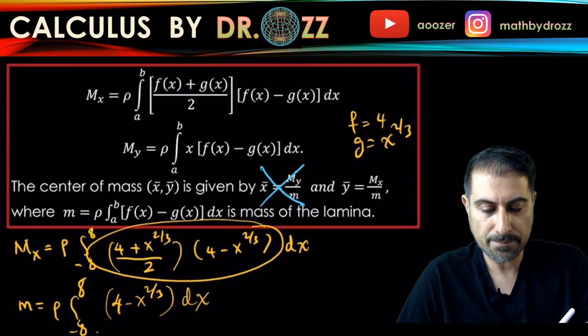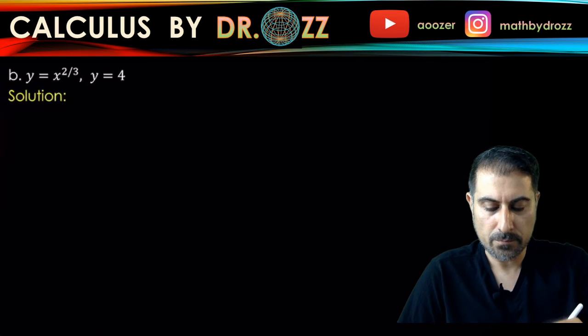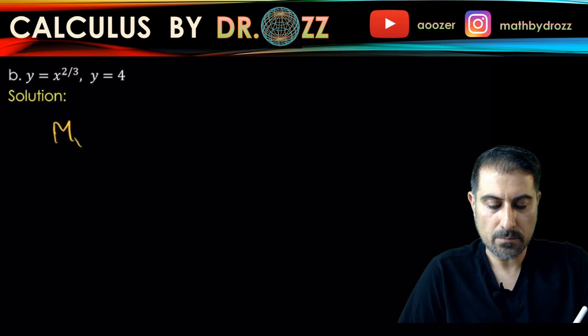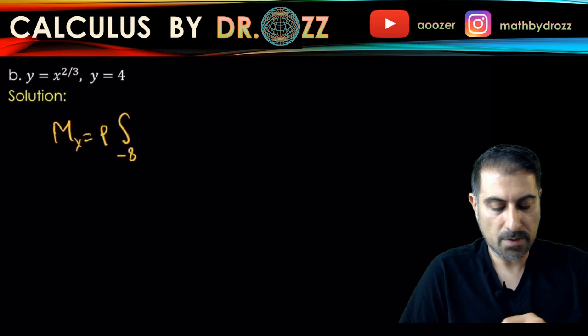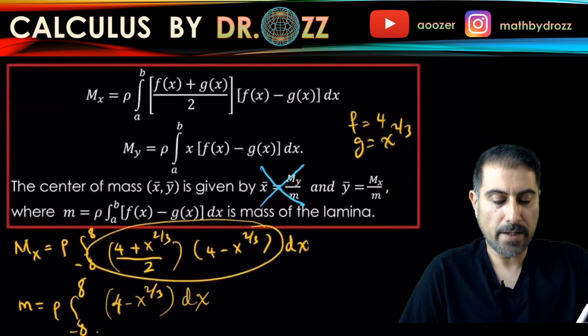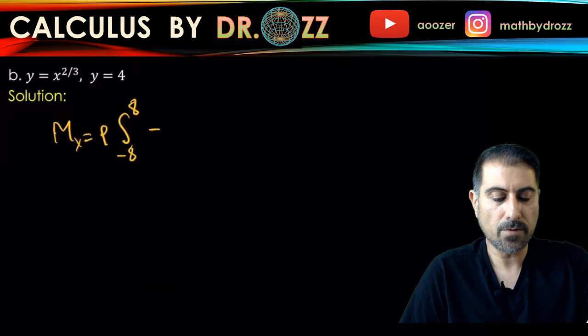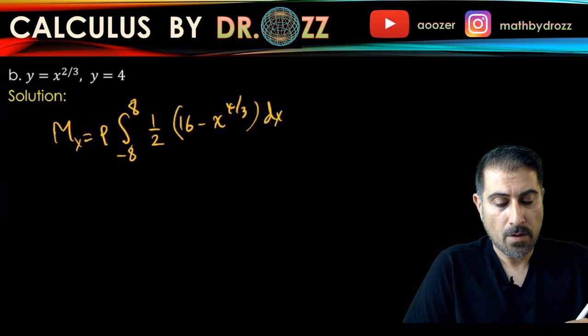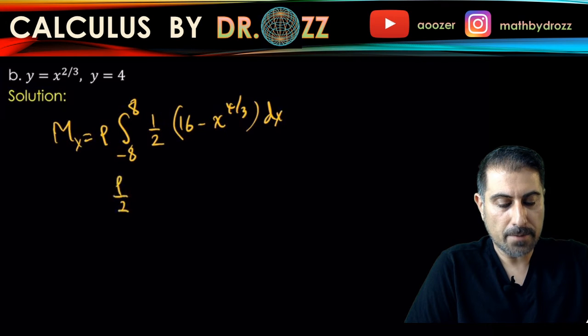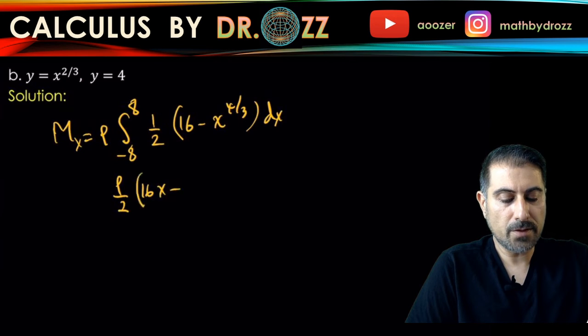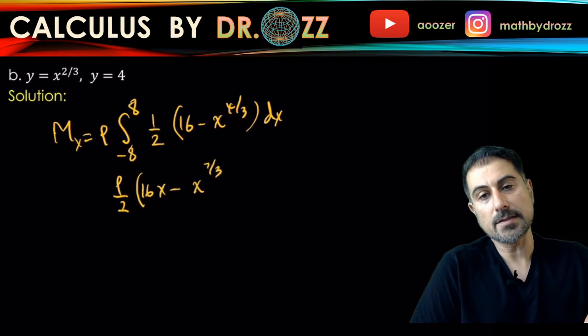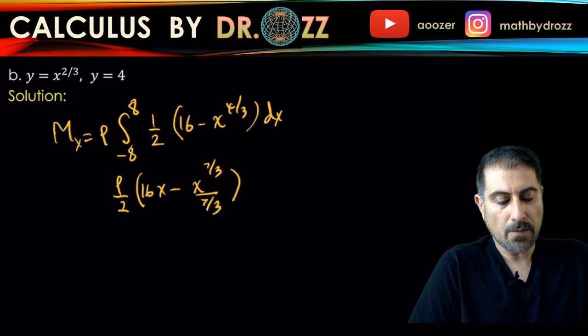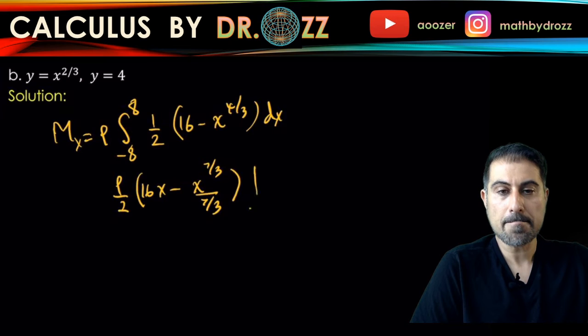So m sub x is rho times 1/2 integral of 16 minus x to the 4/3 dx. And you can integrate that as rho over 2, 16x minus x to the power of 7/3 divided by 7/3. That's us using the power rule for integration from -8 to 8.